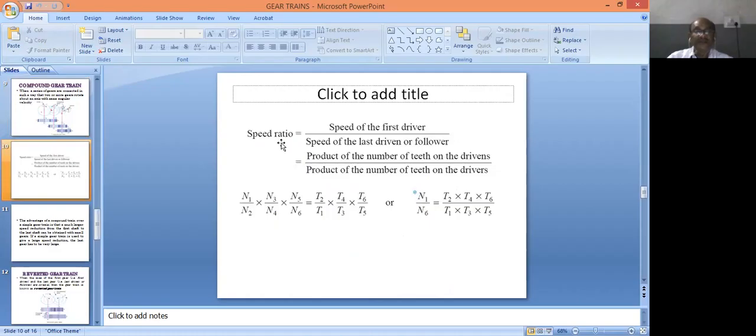Here, as usual, the speed ratio is the speed of the first driver divided by the speed of the last follower gear. In terms of number of teeth, it is the product of the number of teeth on driven gears divided by the product of the number of teeth on driver gears. So here, the first driver is N1 and the last follower gear is N6. So the ratio of the driver and the last follower, N1 by N6, is equal to the product of the number of teeth on driven gears divided by the product of the number of teeth on driver gears.